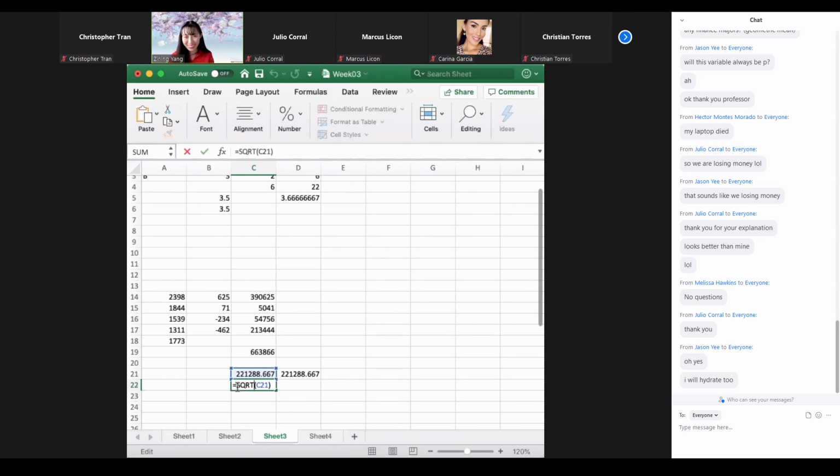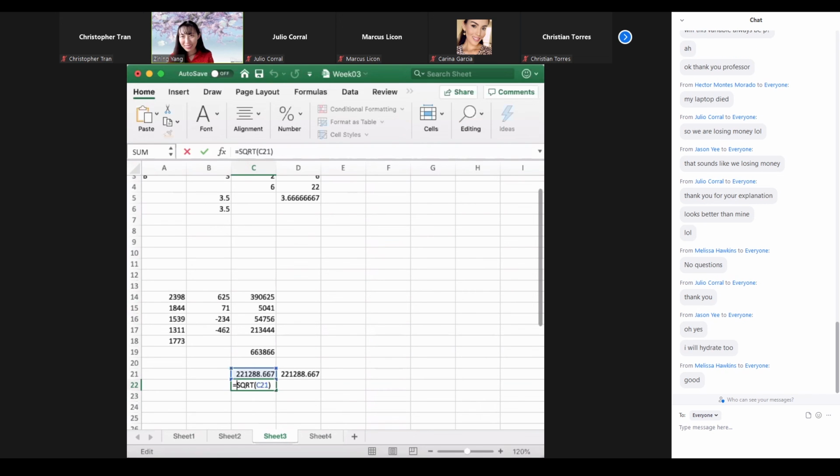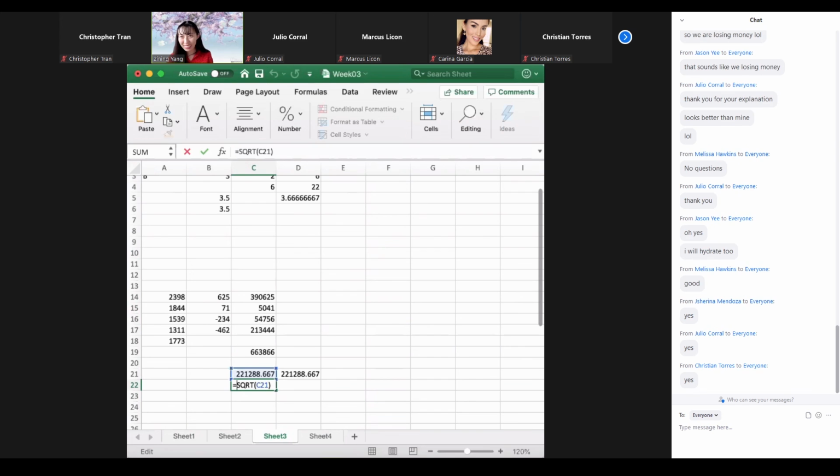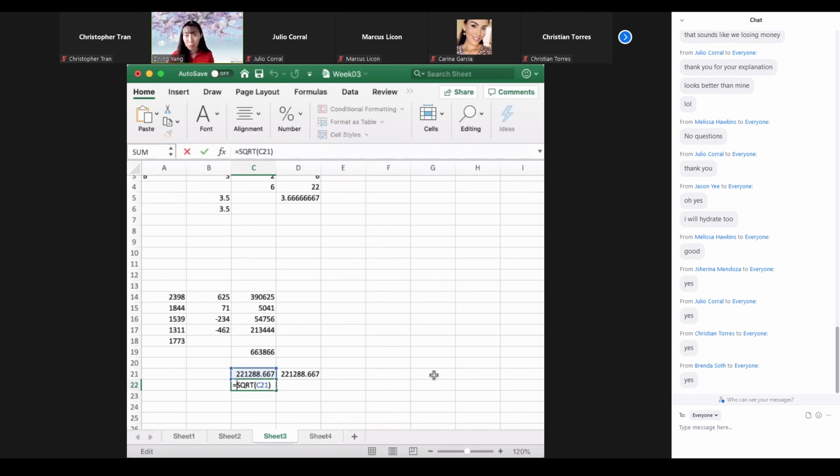Are we good? Yes. Karina, good. Julio, good. Christine, Victoria, nice. Okay. Brenda is good. Okay. Nice. So this is how we calculate step by step for standard deviation.